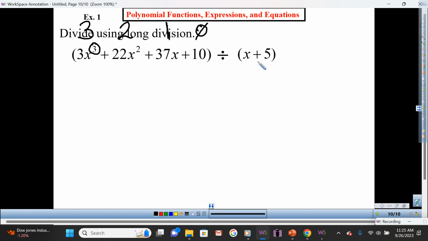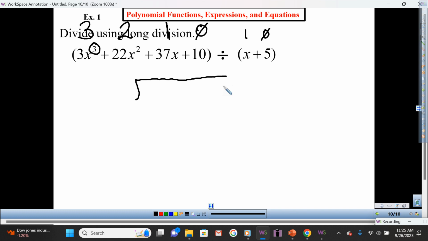Okay. Let me check the other one. What degree is this first term? 1. And this one? 0. Is it in standard form? Yes. Is there anything missing in between? No. Okay. We good up to right there? All right. So, now that we have standard form for both, I'm going to draw my division. Tell your neighbor which one would go inside. Which one goes inside?